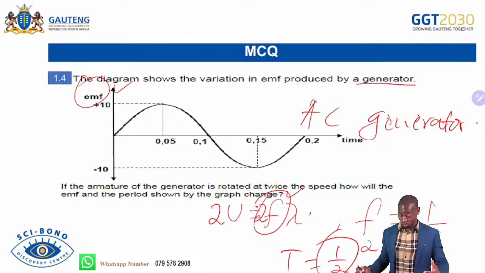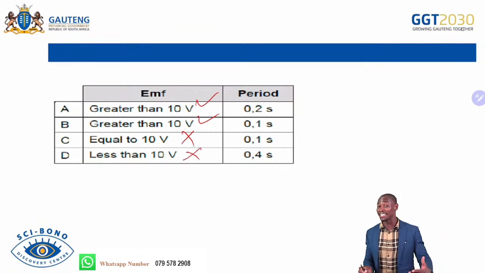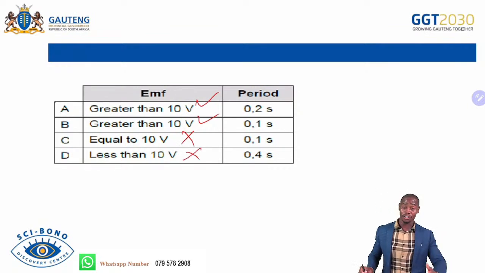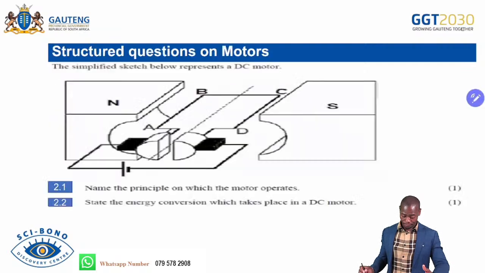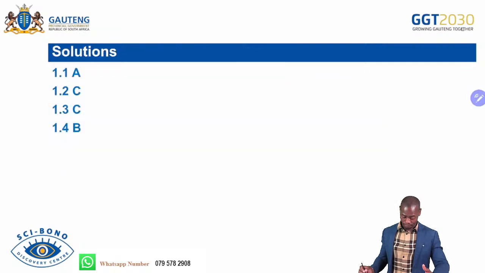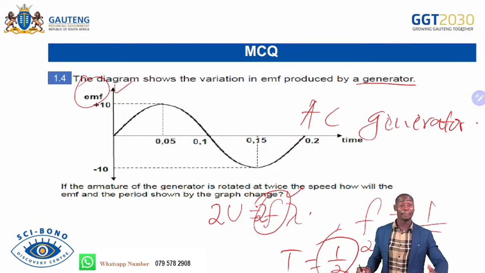So we'll come back to period. So greater than 10, it can't be equal to 10, it can't be less than 10, because we're increasing the speed of rotation of the coil, which will increase the EMF induced in that coil, right? So let's check the period. So what will happen to the period?